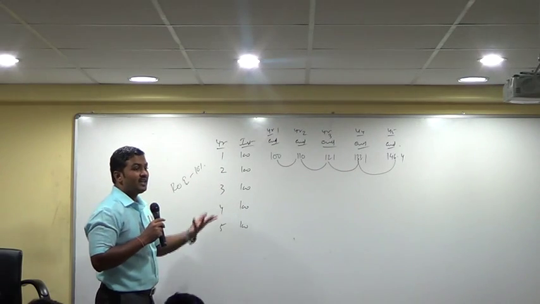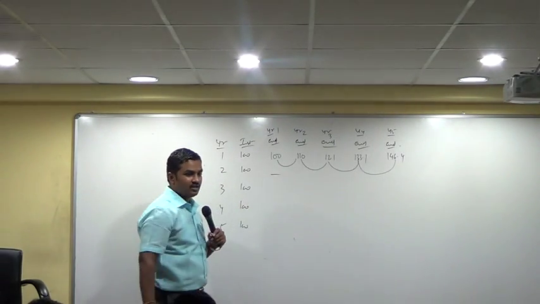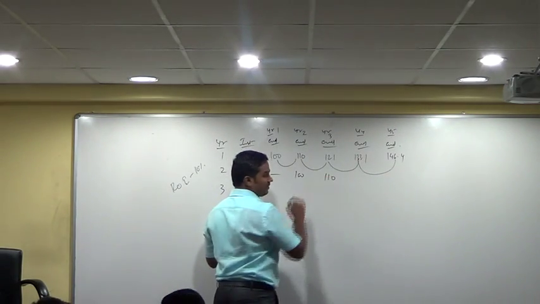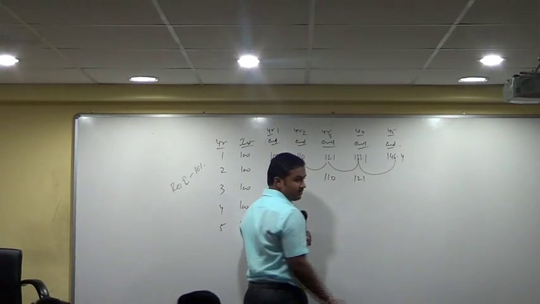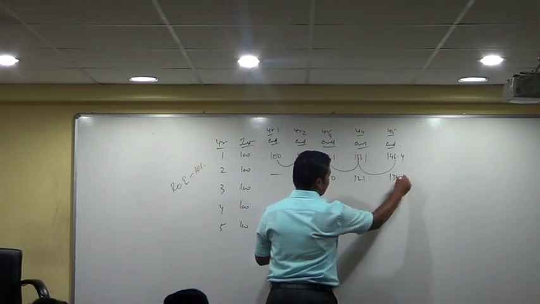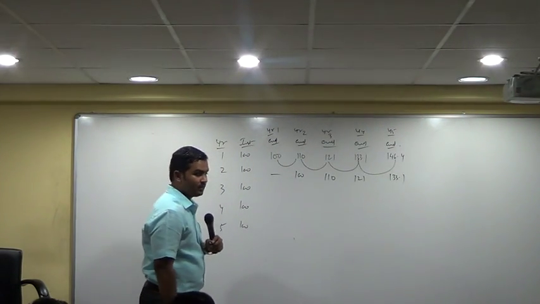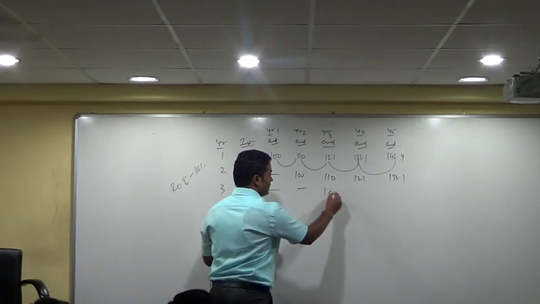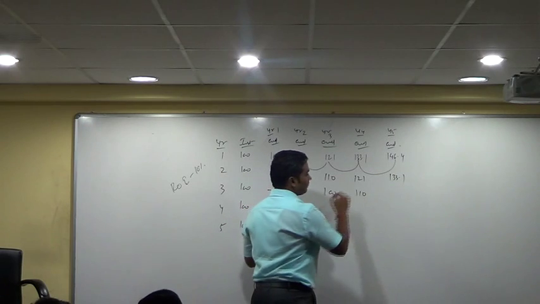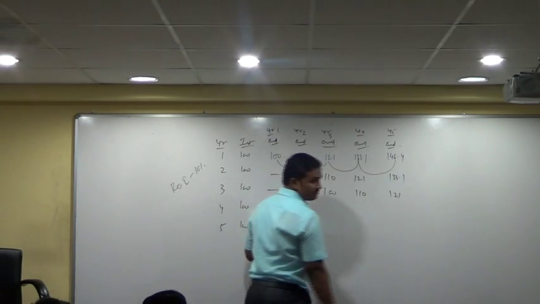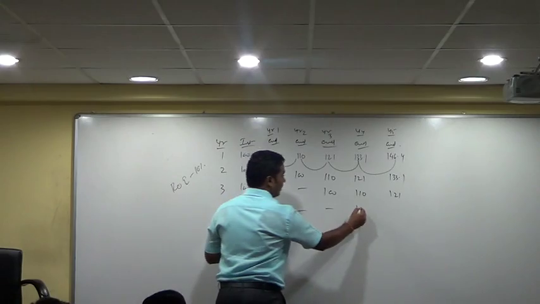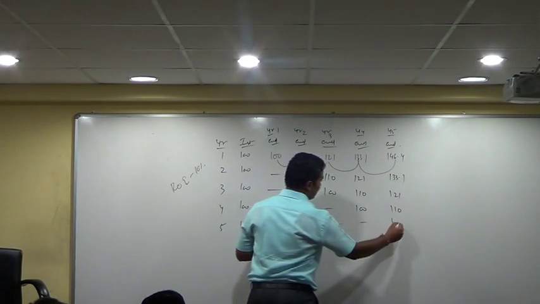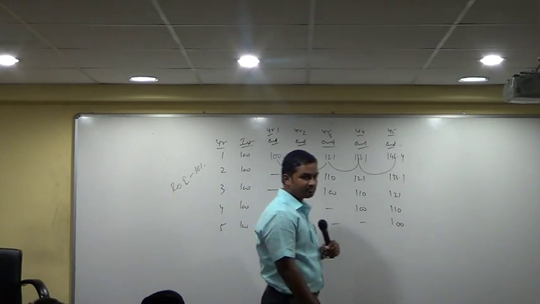Second installment of 100 rupees. When will I deposit? Not first year end. At second year end. 100. This will become 110. This will become 121. This will become 133.1. Third installment, when will I deposit? At the end of third year. It will be 100 rupees here. It will grow to 110. This will grow to 121. Fourth installment, 100. 110. Last installment at the end of fifth year, no interest.